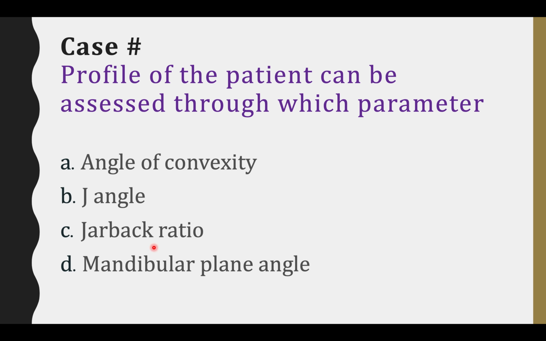So the profile of the patient is an antero-posterior jaw discrepancy, that is in the sagittal direction, whereas the J angle, Zerabak ratio and mandibular plane, these three are vertical plane discrepancies. So sometimes the question can be asked like this: which parameter can give you information regarding sagittal jaw discrepancy? Angle of convexity. Okay, that is the antero-posterior.